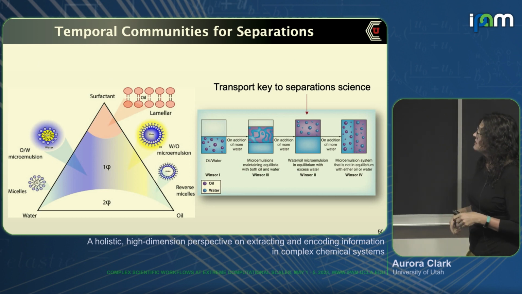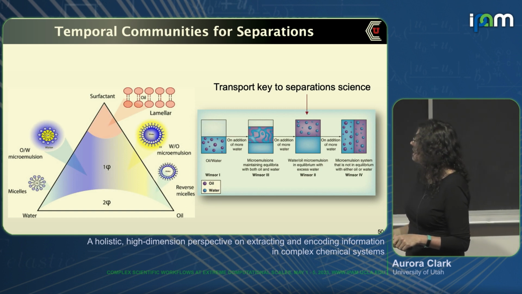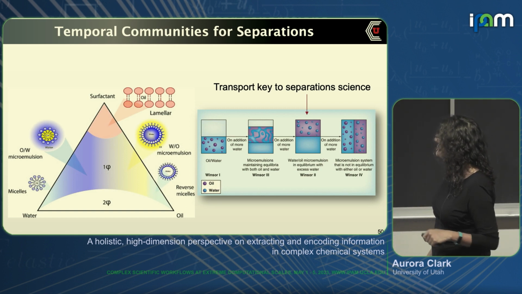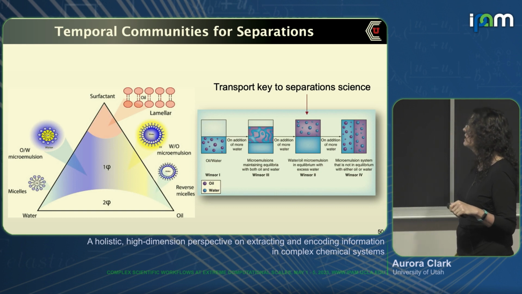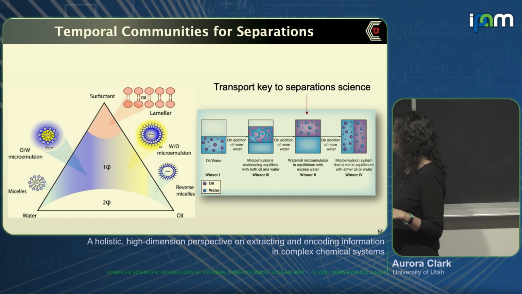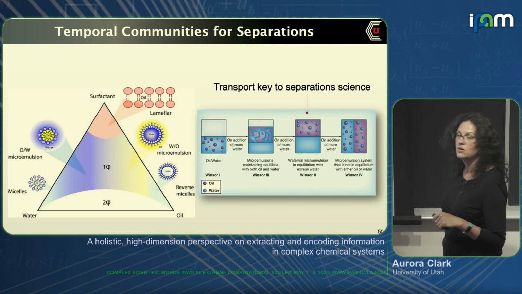And so we've applied this to examine transport in separation systems. In our phase diagram of this microemulsion system, if we're in this Windsor 2 phase where we have this organic oil and water microemulsion, if we have something like ions in the aqueous phase, these ions will interact with the surfactants in the organic phase and get transported across.